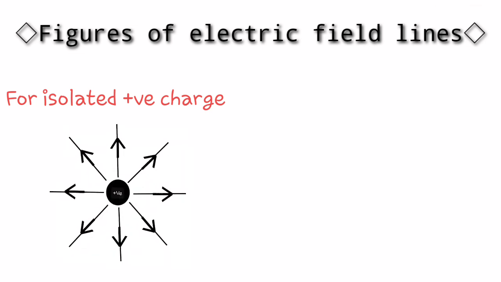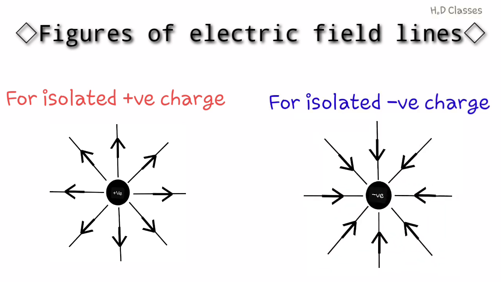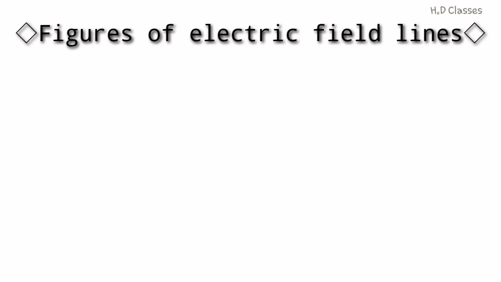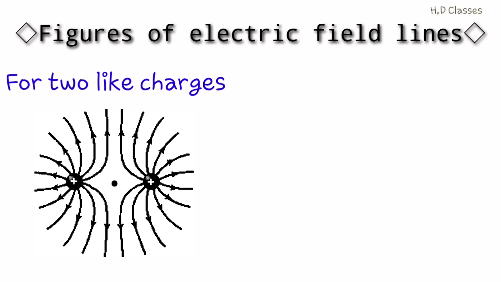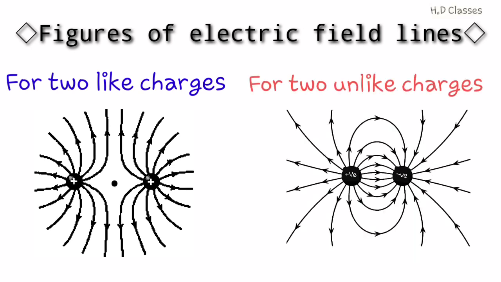Here we are showing some figures of electric field lines. The first one is for an isolated positive charge, and on the right side it is for an isolated negative charge. The right side figure shows the electric field lines for two isolated positive charges separated by some distance. And the left side figure shows the electric field lines for two unlike charges separated by some distance.